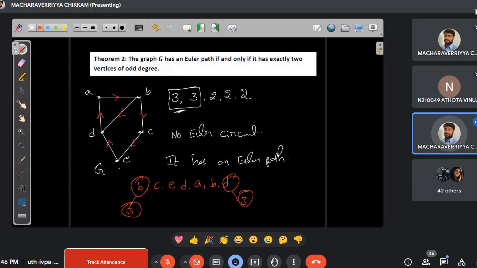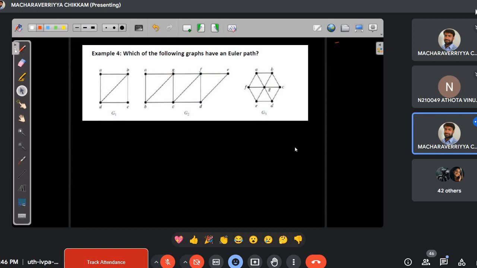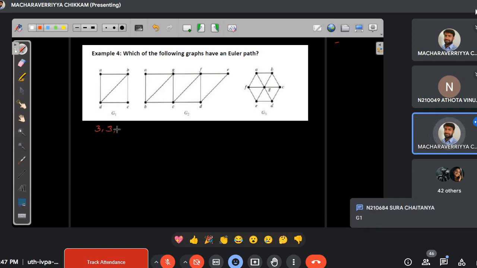Okay, now let me take an example here. Which of the following graphs have an Euler path? The question is only that we can easily tell. They are not asking us to find the Euler path, right? So for the first one, there are two vertices of degree 2 and two vertices of degree 3. Therefore, there are two vertices of odd degree. So this has an Euler path.